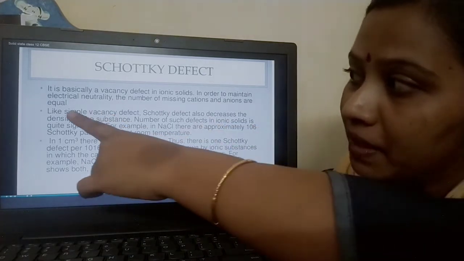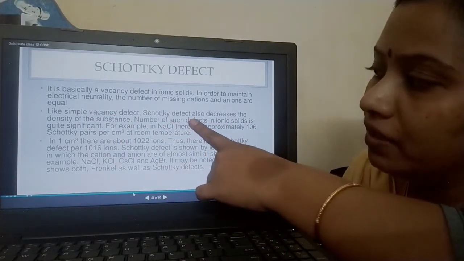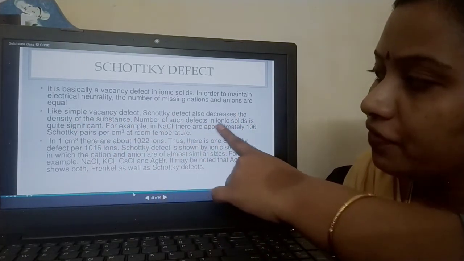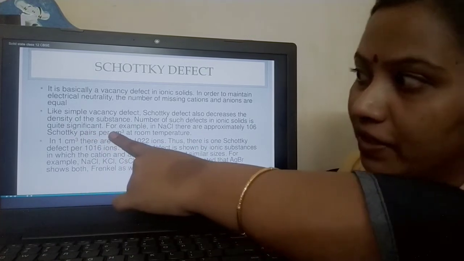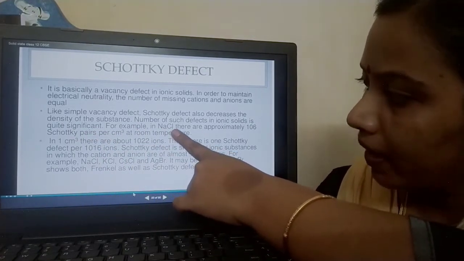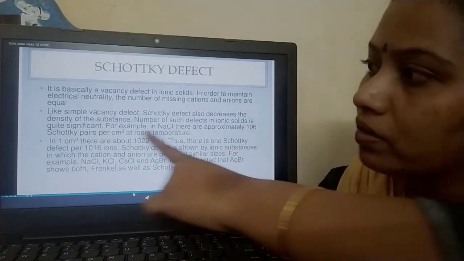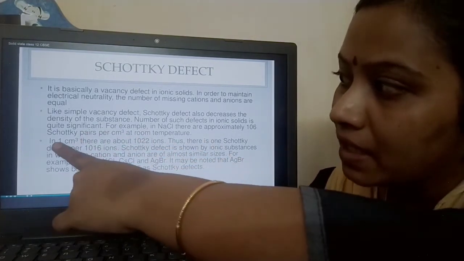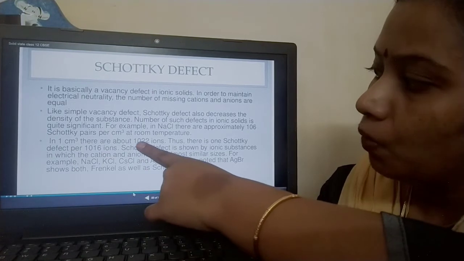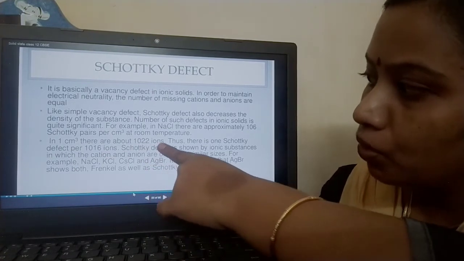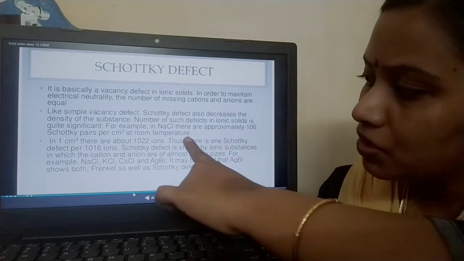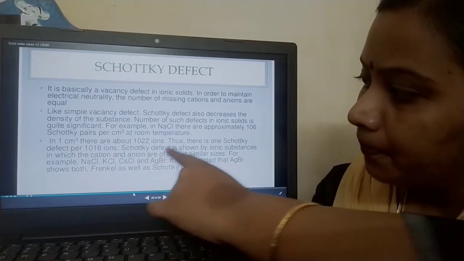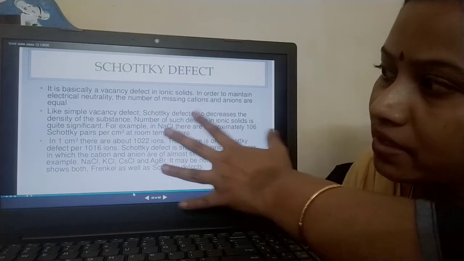Like a simple vacancy defect, the Schottky defect also decreases the density of a substance. The number of such defects in an ionic solid is quite significant. For example, in sodium chloride, there are approximately 10^6 Schottky pairs per cubic centimeter at room temperature. Meaning in 1 cubic centimeter there are 10^22 ions, with one Schottky defect per 10^16 ions.